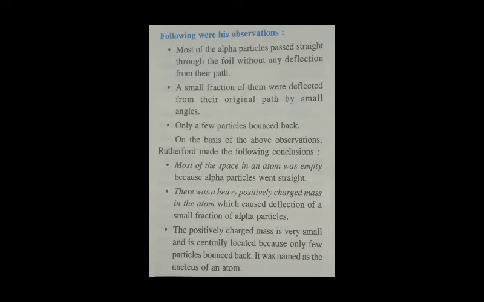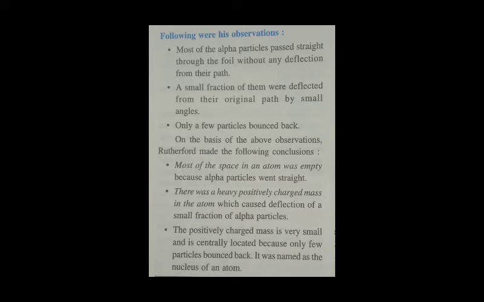Let's see the next observation. A few particles passed through the foil and were slightly deflected. They were deflected from their path. They changed their path a little bit. They were not in straight line motion. And third one is occasionally a particle bounced back. Very few particles bounced back. Bounced back means they traveled the same path which they had taken while they were fired at the gold foil, right?